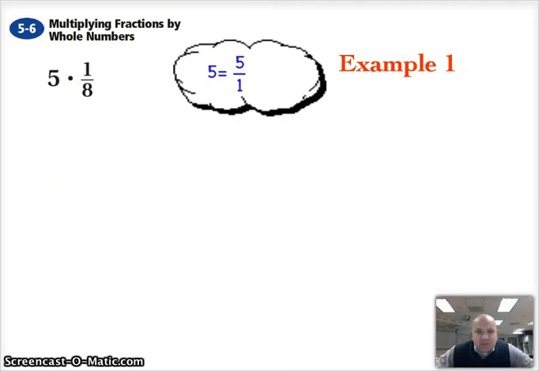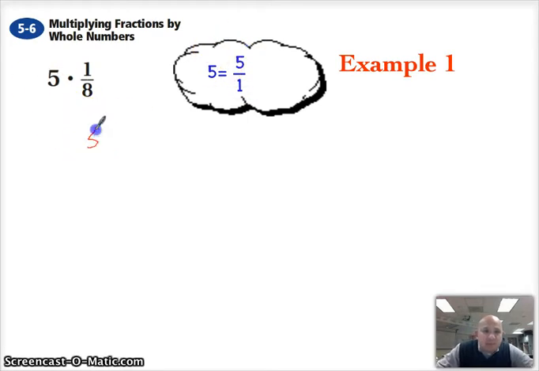Next, we've turned to the first example. How do we actually do this? Well, when we multiply a whole number by a fraction, in this case 5 times 1/8, I want you to think of 5 as a fraction. How do we put 5 as a fraction? Well, we know that 5 over 1 is the same thing as 5. Fraction bar indicates division. 5 divided by 1 is 5. So an improper fraction that represents 5 is 5 over 1.